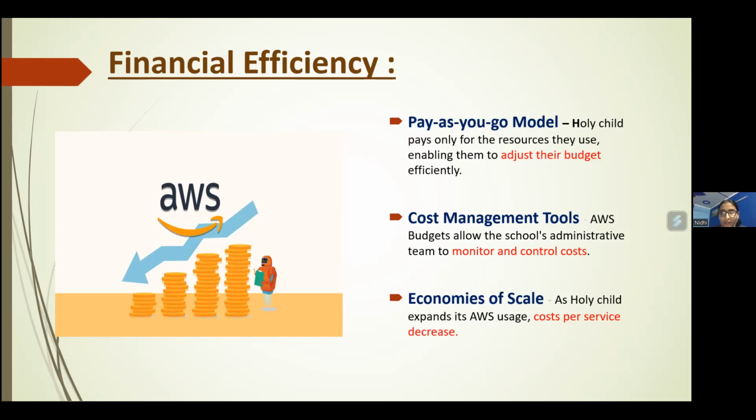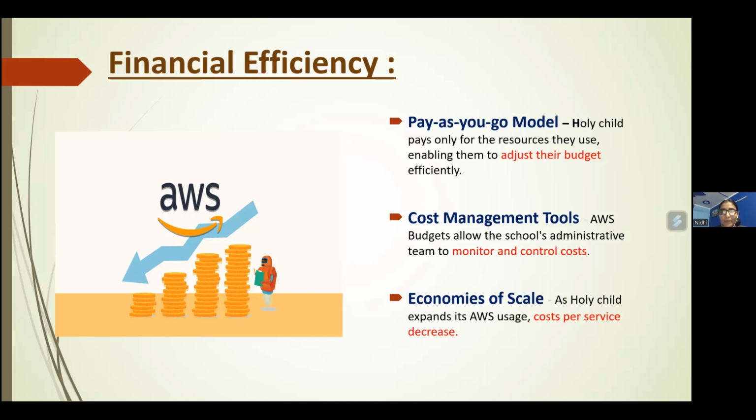They are inefficient now. But because of AWS, you have to pay for what you use. If you are using servers for 500 MB of data, you have to pay for that only. If you are using them for 10 terabytes, you have to pay for that only. So it significantly reduced the unwanted cost. Because of the pay-as-you-go model, the schools were able to adjust their budgets more efficiently.